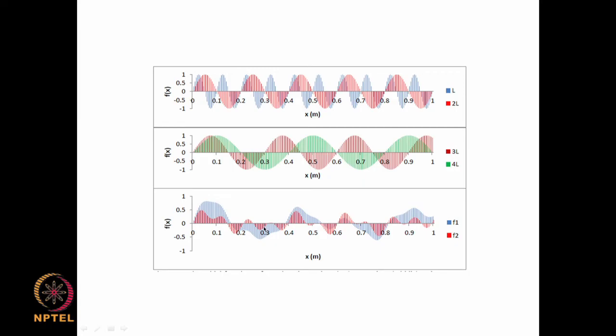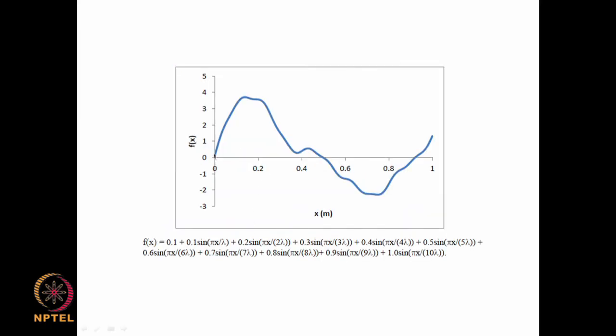So, to show this example here, this spatial variation of f(x) is made up of 10 wave components, where you have basic wavelength lambda plus 2 times lambda, 3 times lambda, 4 times lambda, 5 times lambda, 6 times lambda, 7 times, 8 times, 9 times, 10 times, and each of them has a coefficient like 0.1, 0.2, 0.3, 0.4 like this.